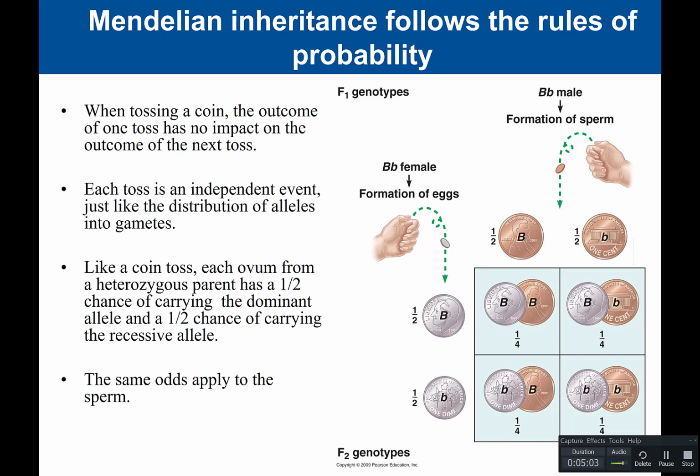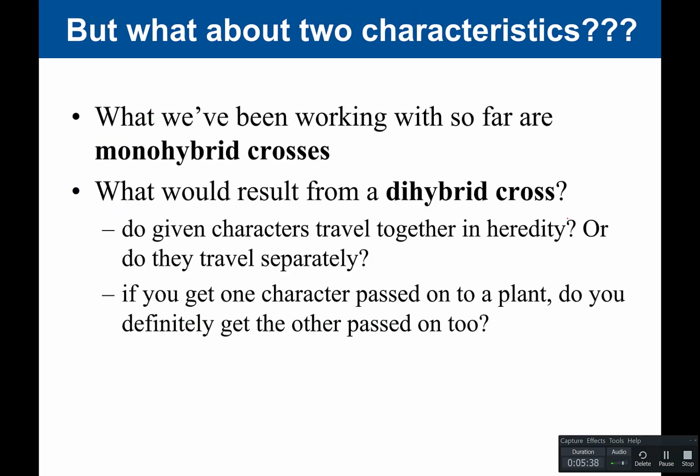So if you think about gametes, right? If you have big B, little b, there is a 50% probability of giving big B and a 50% probability of getting little b. And the same applies to the sperm. So when you think about probability, while we expect certain ratios, that doesn't always happen because each event is an independent event. So what we had been talking about before were what we call monohybrid crosses, looking at one trait.